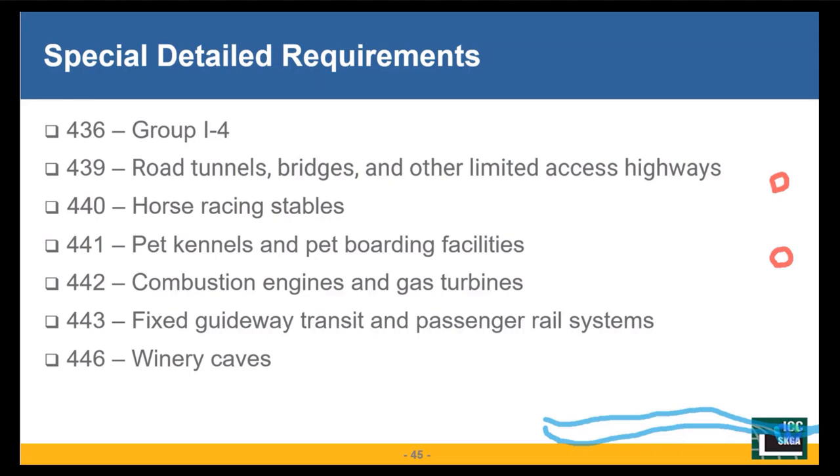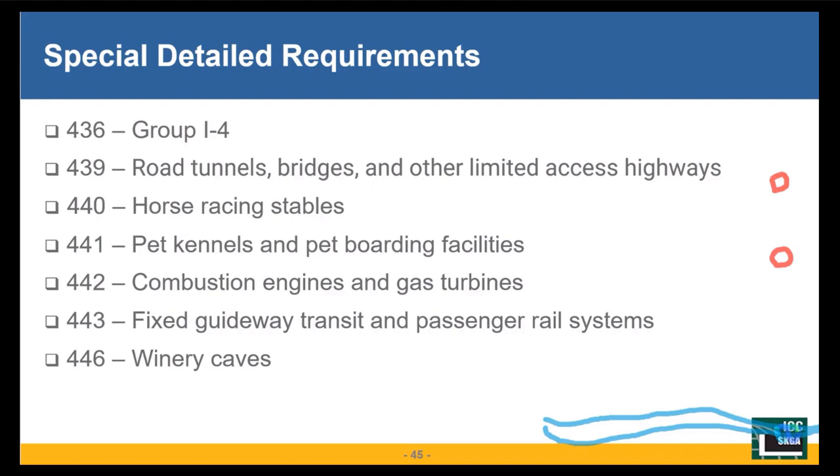Again, this is State Fire Marshal added, all these occupancies: pet kennels, pet boarding facilities, combustion engine and gas turbines, fixed guideway transit and passenger rail system. And this doesn't apply to the actual machinery or the rail itself. It applies to the buildings only that are defined as stations for passengers and so forth. And these specific requirements in this section 443 will supersede general requirements elsewhere in the code.